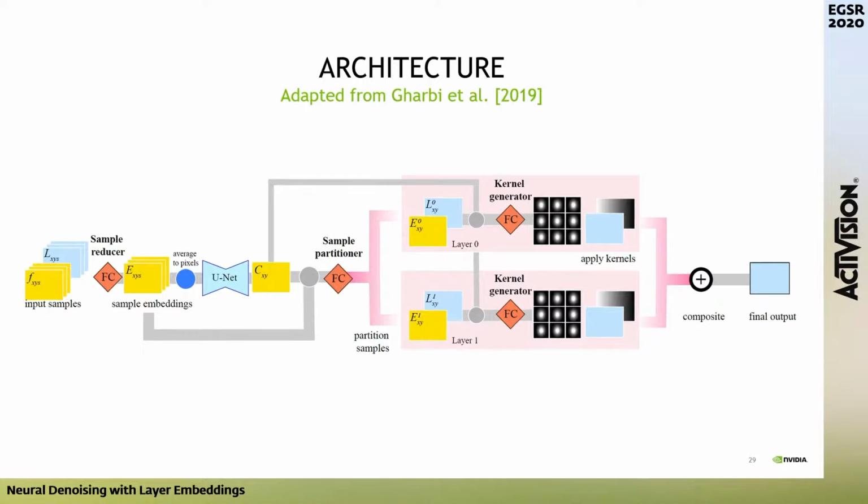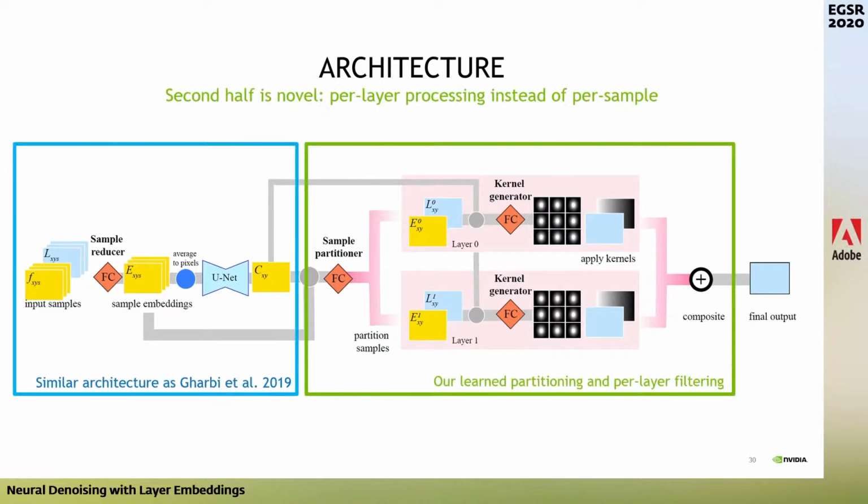The network architecture is inspired by the network of Gurprit, and we use a very similar architecture in the first half of the network, here highlighted in blue. So we use input samples and corresponding features. We create sample embeddings, we average them, and run a U-Net to create spatial context features.